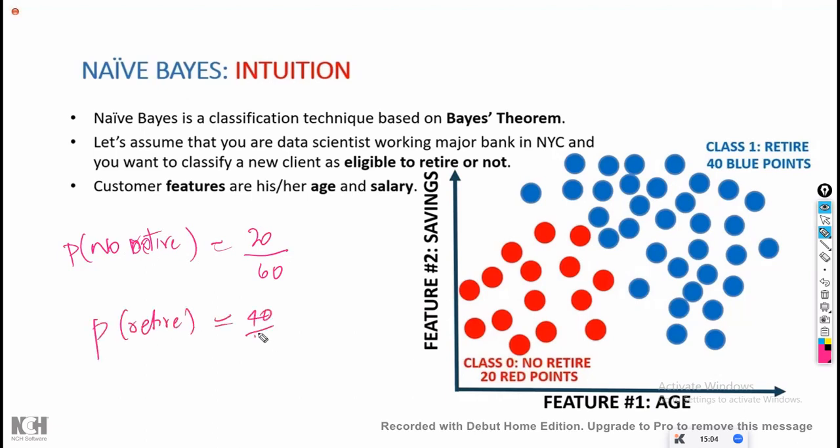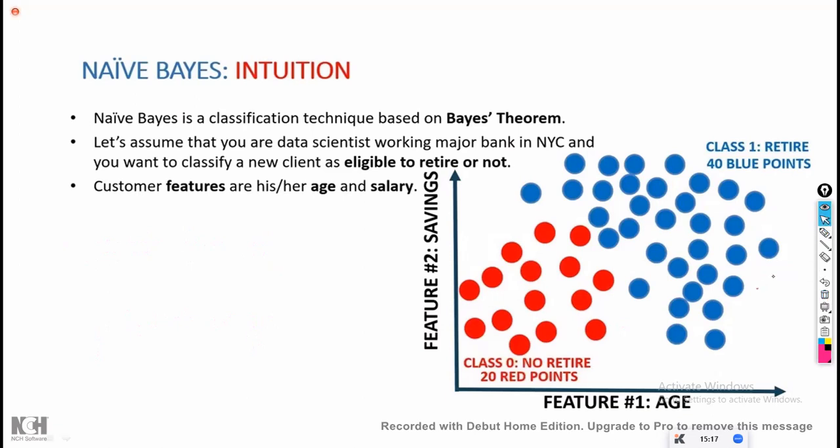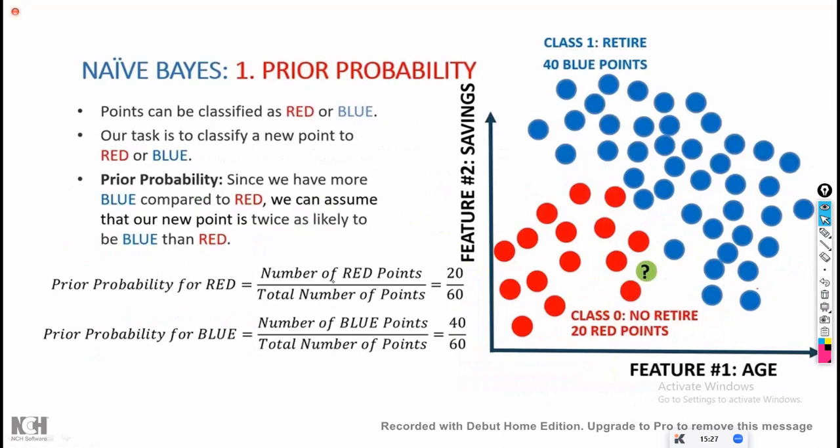40 by 60. Whether or not you give a new data point, the answer is the same. This is the prior: whatever the original data set gives is the answer. It is called prior probability, meaning what we have before estimating on a new person. The prior probability of class red is 20 by 60, and the prior probability for blue is 40 by 60. Is the word prior probability clear?